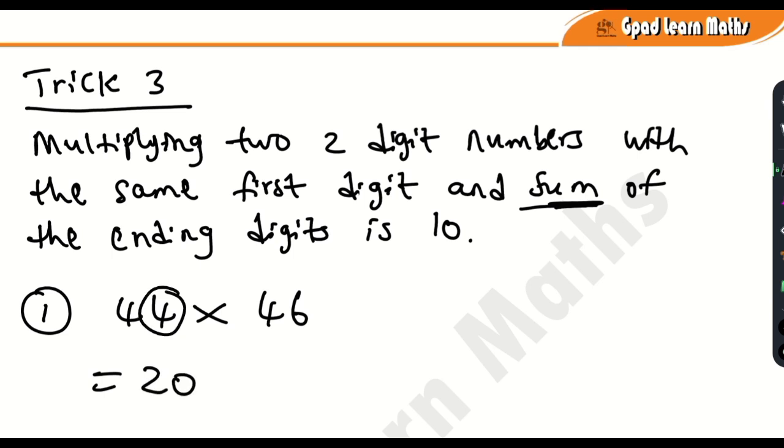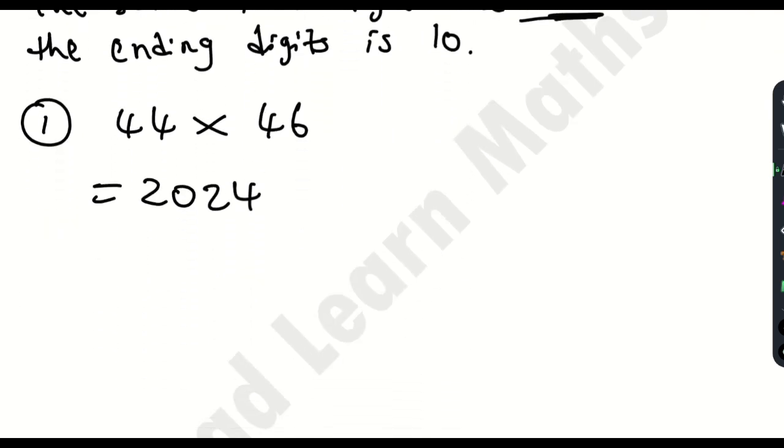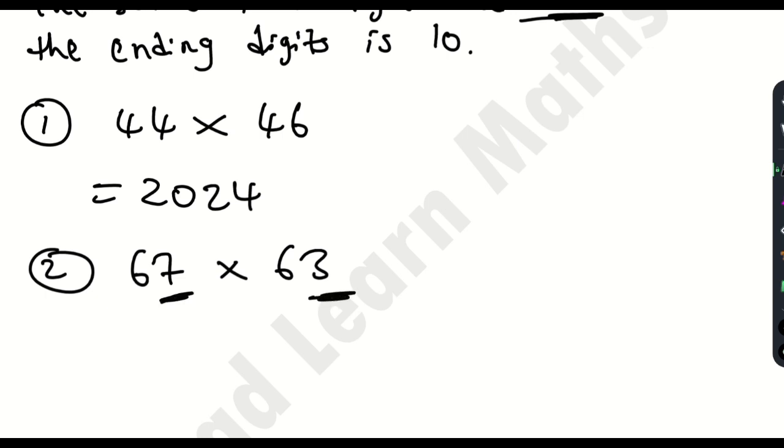But you now multiply 4 and 6. What is 4 times 6? That's 24. So you write 24 here. And this is your answer. Very, very easy. 2024. This is almost similar to the one we did with trick 2. So let's try another case. 67 times 63. As you can see, the first digit for each number is 6, and the ending digits add up to 10. See, 7 plus 3 is 10.